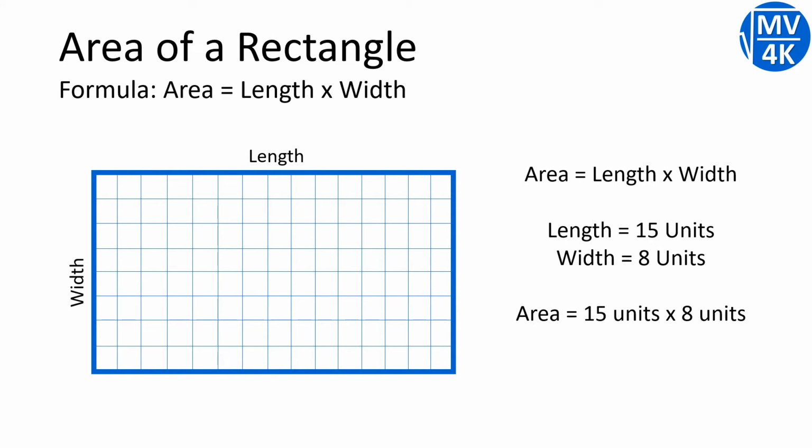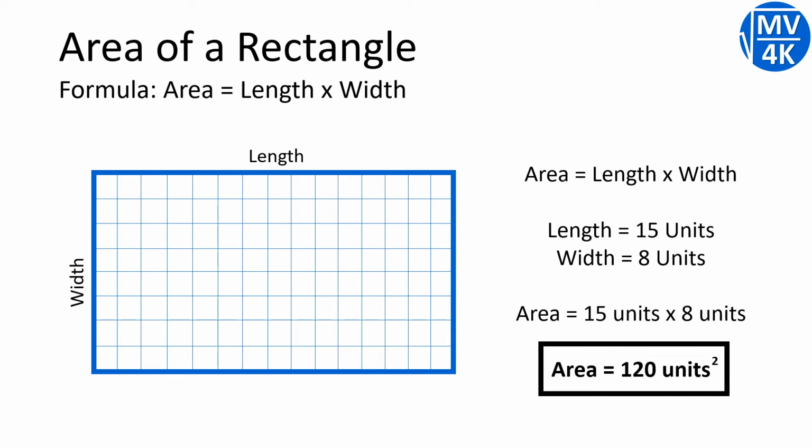So we could simply multiply those two numbers. 15 units multiplied by 8 units will tell us the total area is 120 units squared. This means there are 120 small squares contained within this rectangle.